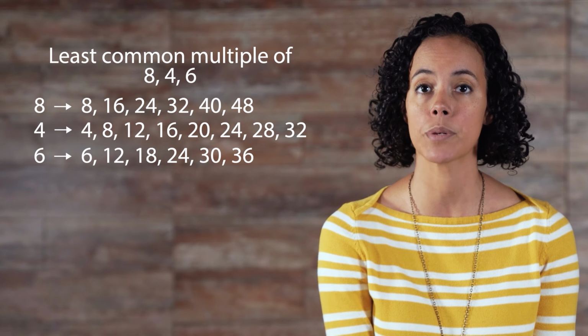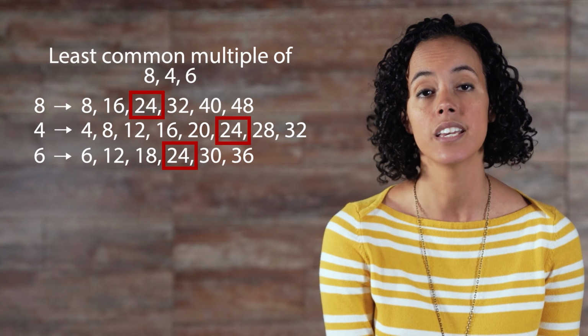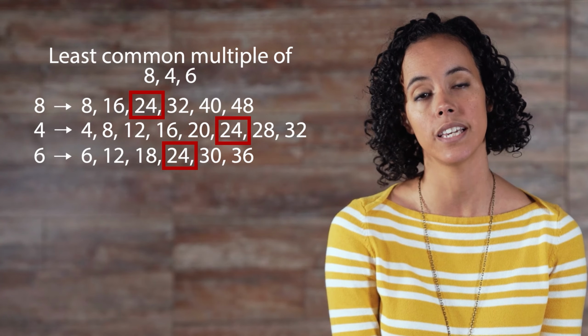It's important to note that there is more than one way to determine the least common multiple. One way is to simply list all the multiples of the values in question and select the smallest shared value, as seen here. This illustrates that the least common multiple of 8, 4, and 6 is 24, because it is the smallest number that 8, 4, and 6 can all divide into evenly.